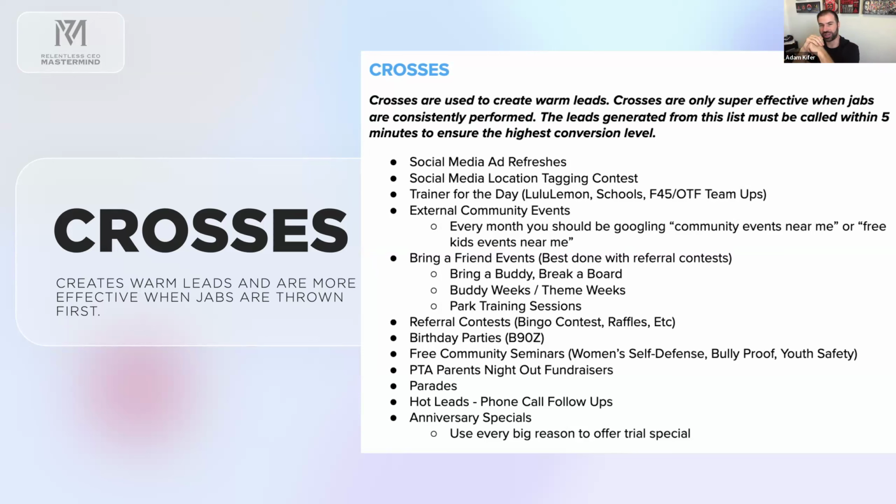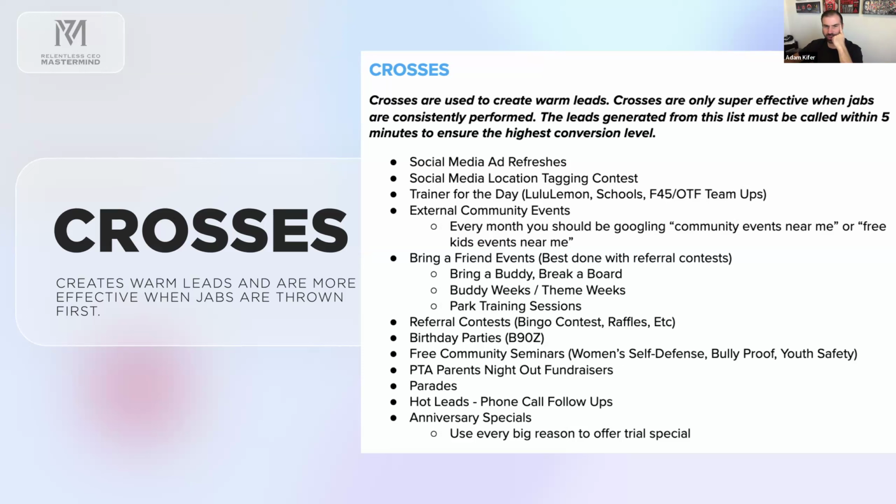That's like unheard of in Facebook. So refreshing is going to make sure that you are constantly keeping everything up to date and new and fresh and exciting for the people seeing it. Okay, you can do location tagging contests or check-in contests at your school. Working with places like Lululemon, elementary schools, other fitness places where you're doing like a trainer for the day or offering a free seminar as a part of a fitness challenge.